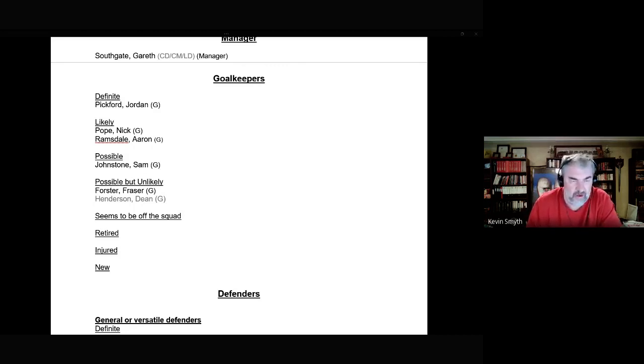And finally, we have Dean Henderson as a possible but unlikely candidate. He was also selected for the Euro Cup squad. He was on the roster and then on the bench for game 1. But then he was withdrawn from the squad due to injury and replaced by Aaron Ramsdale there. So that was the last time he appeared for the national team, even on the bench. So it doesn't look like he is a viable candidate anymore.